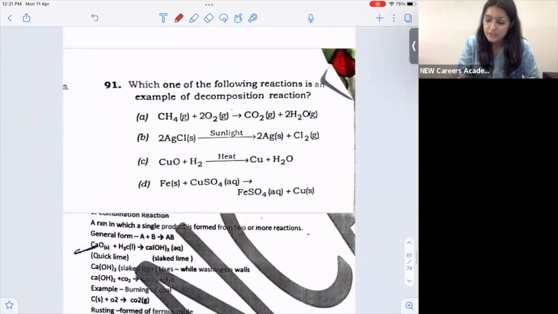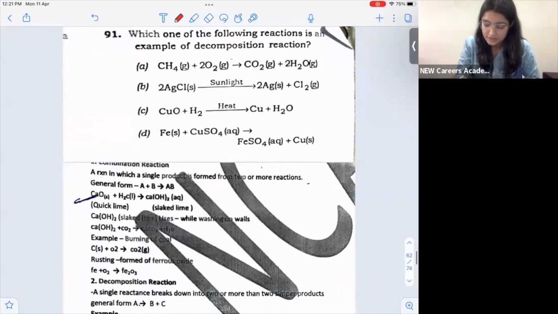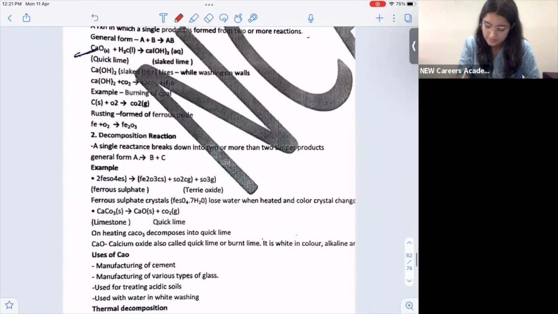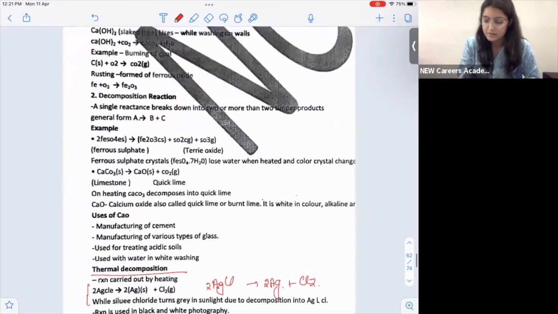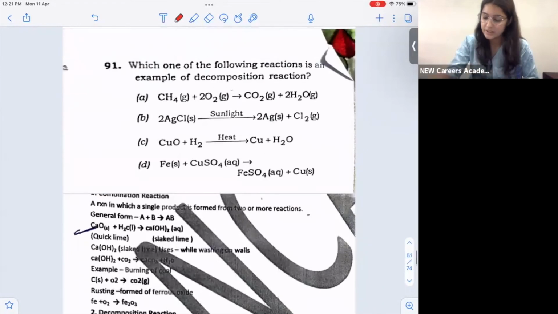Next, which one of the following is an example of a decomposition reaction? Again, a direct question. Decomposition reaction. This is thermal decomposition. AgCl decomposes into silver and chlorine gas. So this reaction is given, and option B is correct.